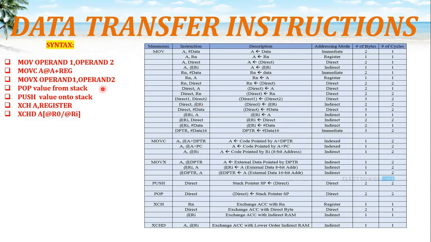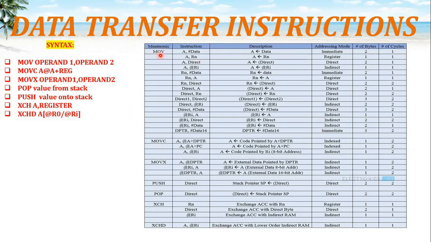The data transfer instructions, as I already said, transfer data from one operand to the other, or from a register to an operand. The main functions we use are MOV, MOVC, MOVX, PUSH, POP, XCH, and XCHD. Here they have given some instructions, the description of what operation they perform, which addressing mode we use, and the number of bytes and cycles taken to complete each instruction.